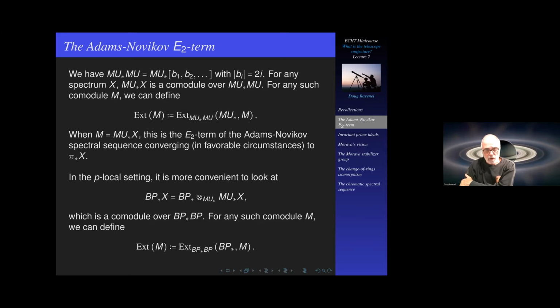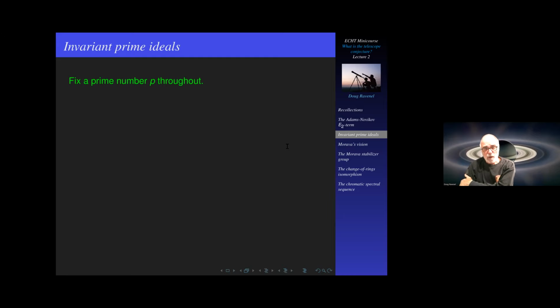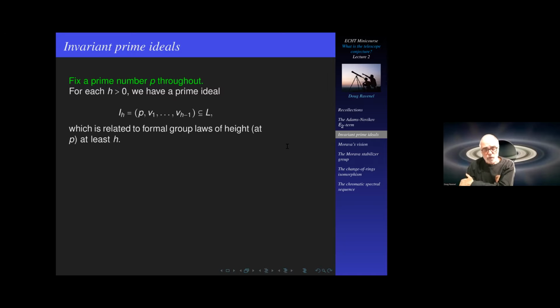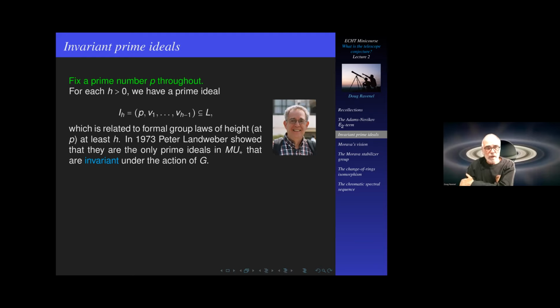So let's fix a prime p throughout the rest of this lecture. For each positive integer h, we have a prime ideal of the following form in L, and it's related to formal group laws of height at p of at least h. Now, in 1973, Peter Landweber showed that these are the only prime ideals in MU star that are invariant under the action of the group G. These are the only invariant prime ideals that occur in L. Now, L is this huge polynomial ring, so it has many, many prime ideals, but the only ones that are invariant under the action of the group G are the ones that I've just defined.